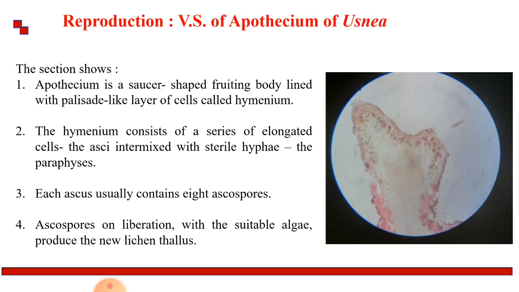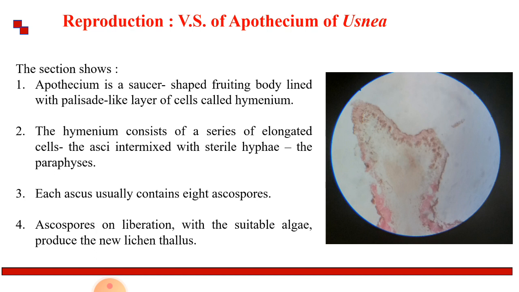Then we see the VS of apothecium, that is the vertical section of apothecia. It is also known as the fruit body or apothecium. The section shows this type. Apothecium is a saucer-shaped fruiting body lined with a palisade-like layer of cells called the hymenium. The hymenium consists of a series of elongated cells, the asci, intermixed with sterile hyphae, the paraphyses. Each ascus usually contains 8 ascospores. Ascospores on liberation, with suitable algae, produce the new lichen thallus.